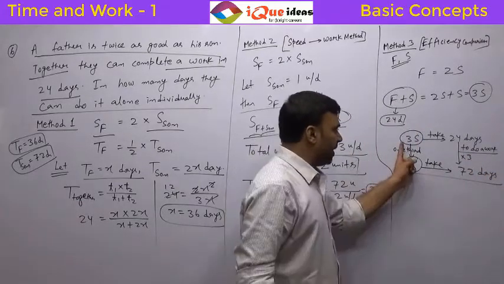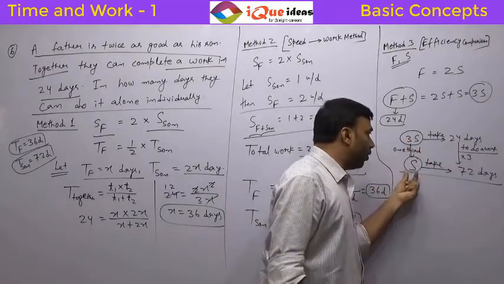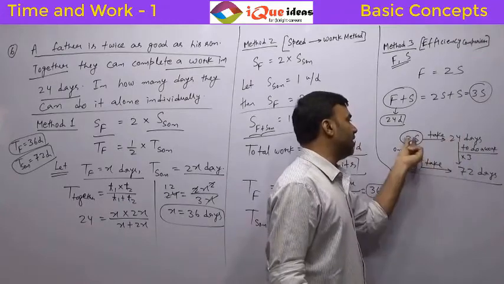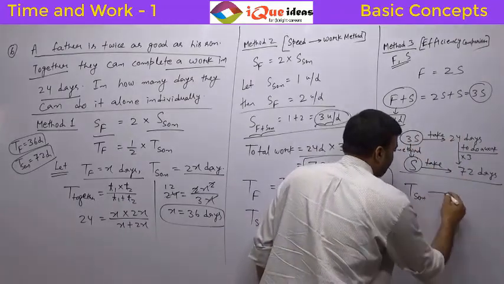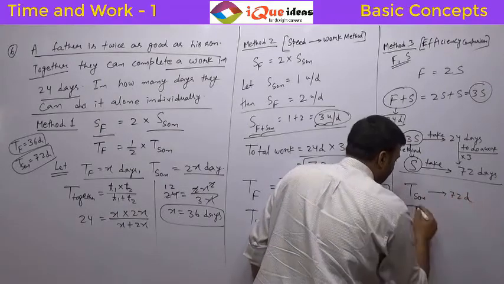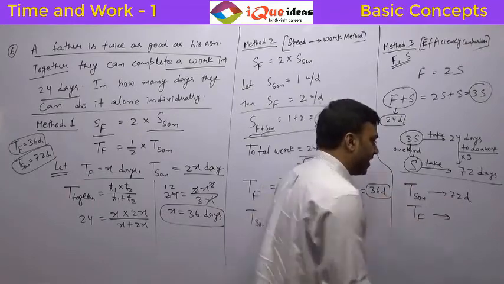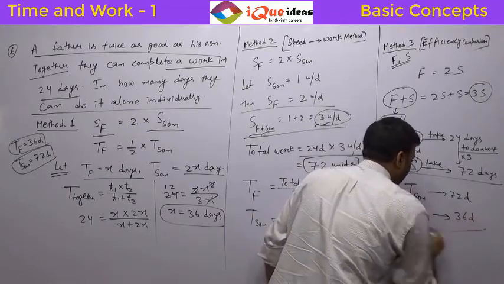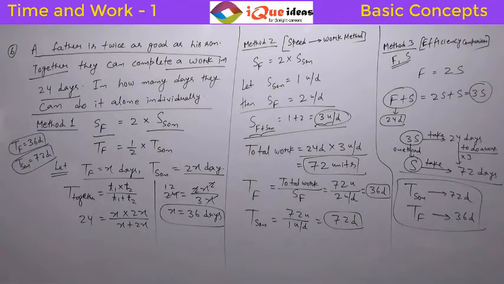So 3 people like the son can do the work in 24 days together. So one son alone will be able to do the work in 24 into 3, that is 72 days. Alright. So the time taken by son is 72 days. Hence the time taken by father will straight away be equal to half of the time taken by son, that is 36 days. So these are 3 different ways in which we could have done this question. Alright.